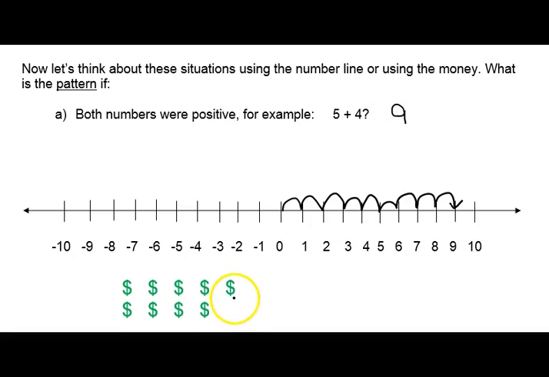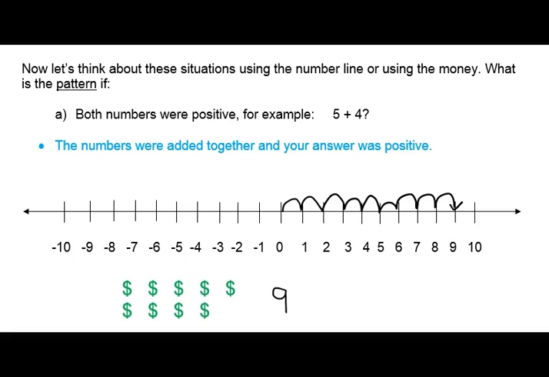Or using the money situation, we used green money to represent positive numbers. So 5 positives plus 4 positives, we would have a total of 9 positive dollars. But what was the pattern when using both positive numbers? The pattern was the numbers were added together and your answer was positive. We were only working with positive numbers, so our answer would have to be positive.